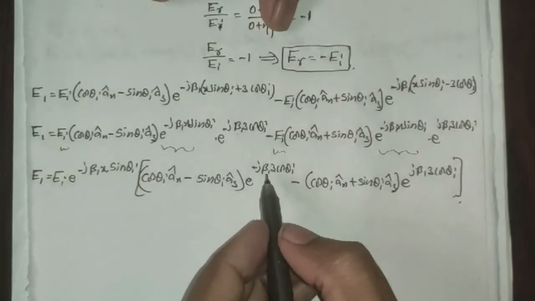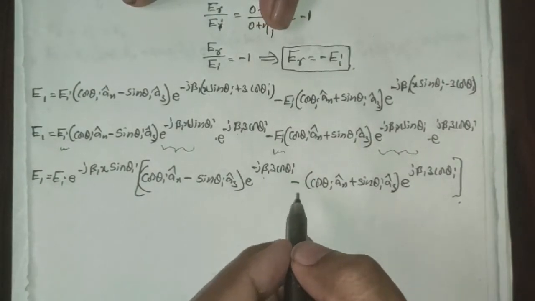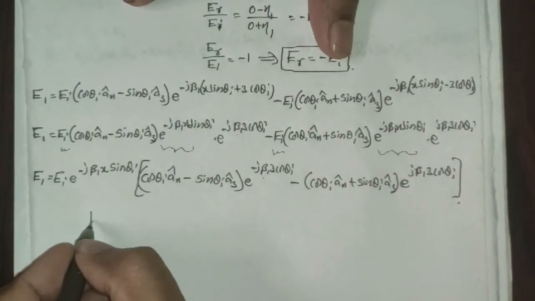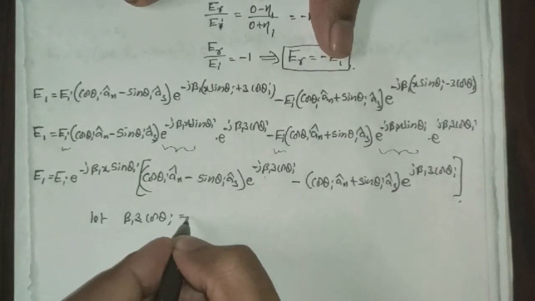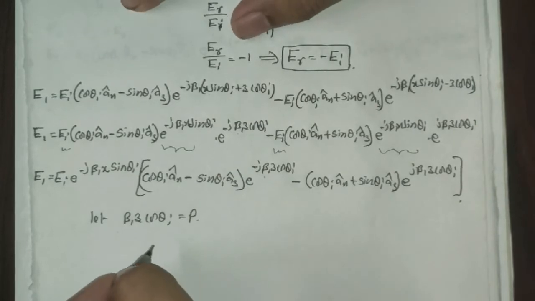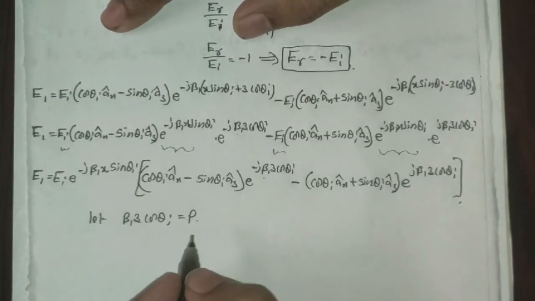So in the next step, let us assume beta 1z into cos theta I equal to p. Let beta 1z cos theta I equal to p.